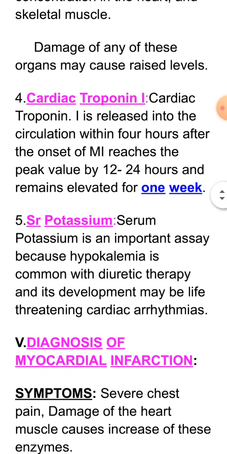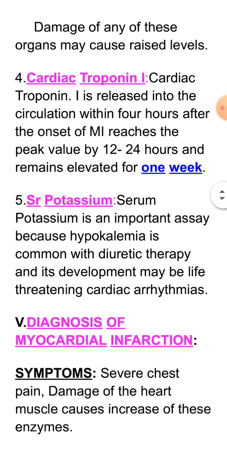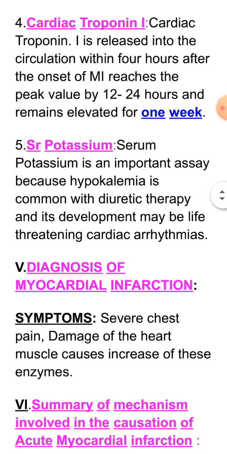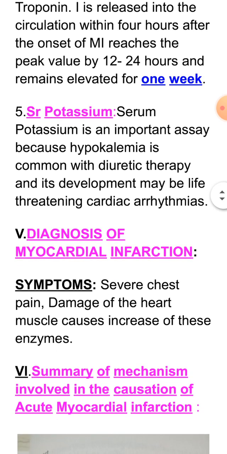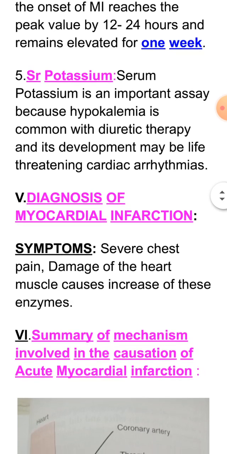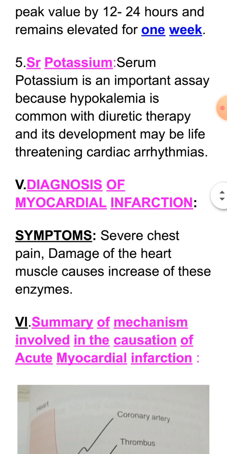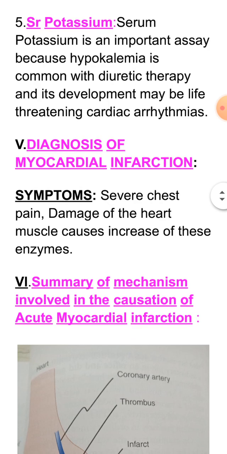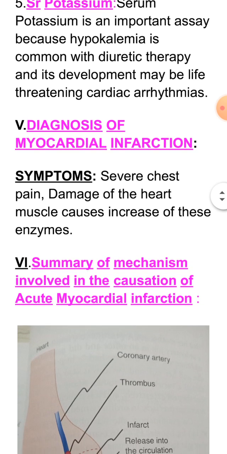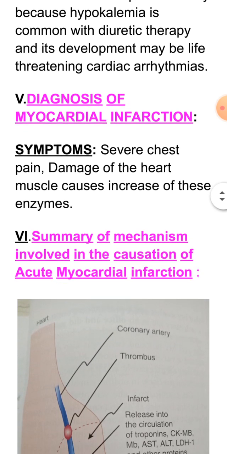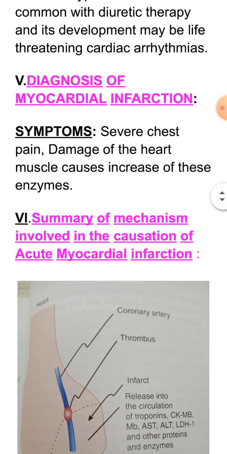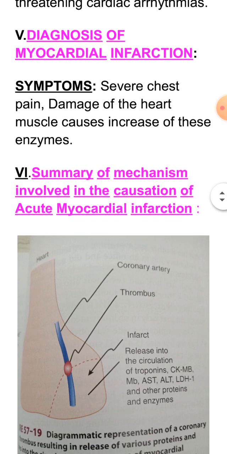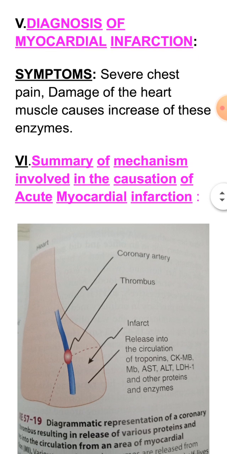Cardiac troponin I. Troponin I is released into the circulation within 4 hours after the onset of myocardial infarction, reaches the peak value by 12 to 24 hours and remains elevated for 1 week. So it is a good marker to find out myocardial infarction. Serum potassium is an important assay because hypokalemia is common with diuretic therapy and its development may be life-threatening, causing cardiac arrhythmias. Roman number 5, diagnosis of myocardial infarction.